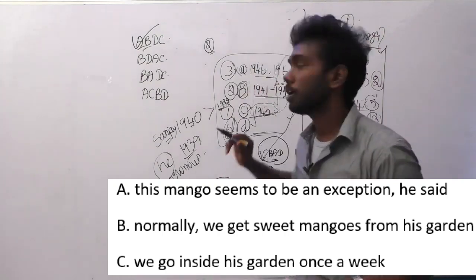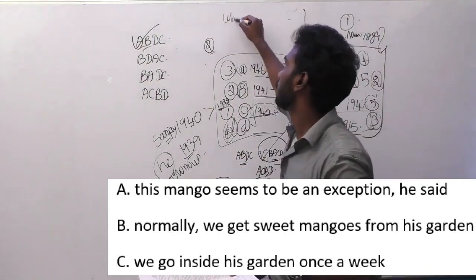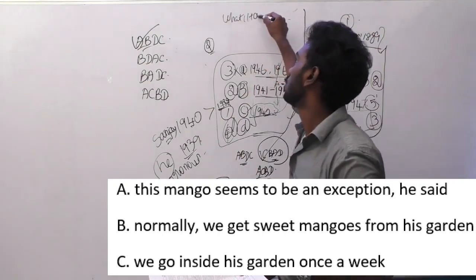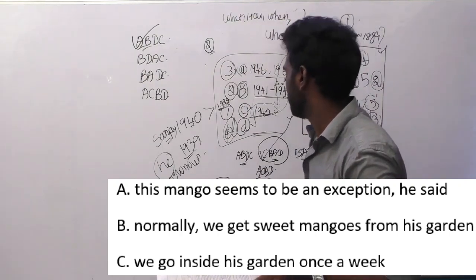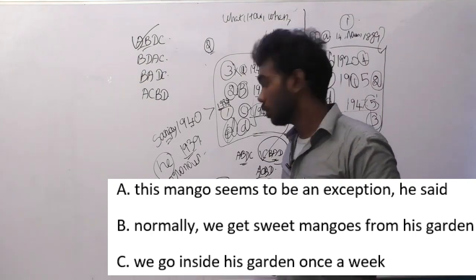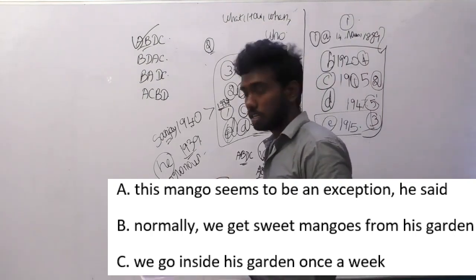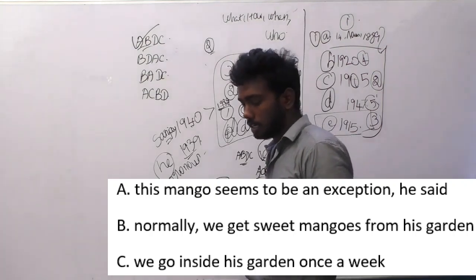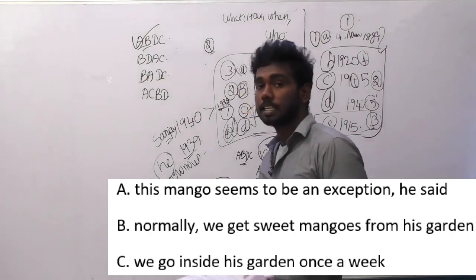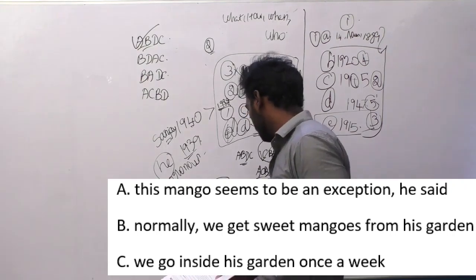That is the thing I have already said about the clue. We have to ask what, how, who, when. So here, with this mango, you have to think which mango. The following sentence is going to mention a particular mango. "Seems to be an exception," he said. So there is another pronoun called he.